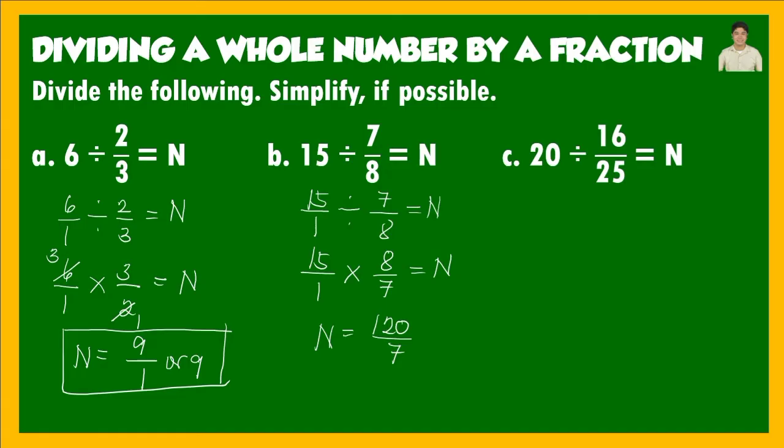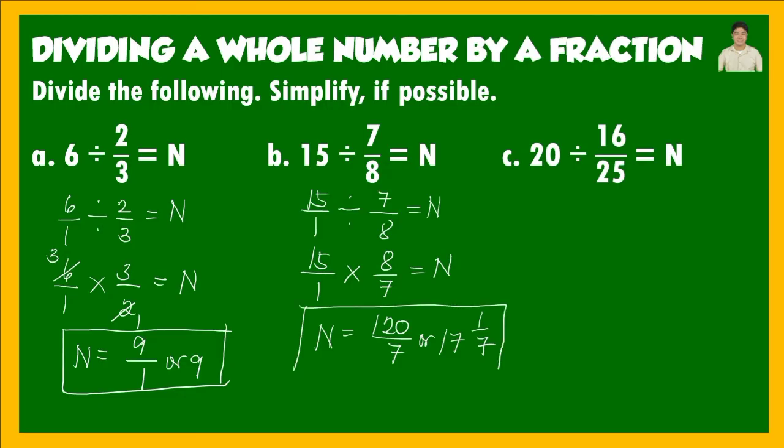So, 120 divided by 7. How many 7s are there in 120? So, if we divide this, we'll get 17. And then we'll have remainder, which is 1. So, that is 1 over 7.